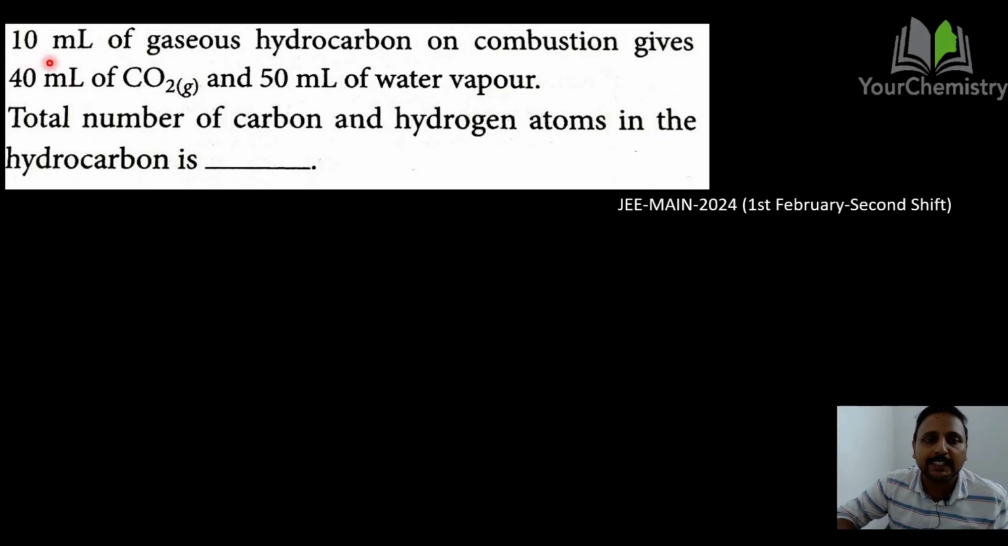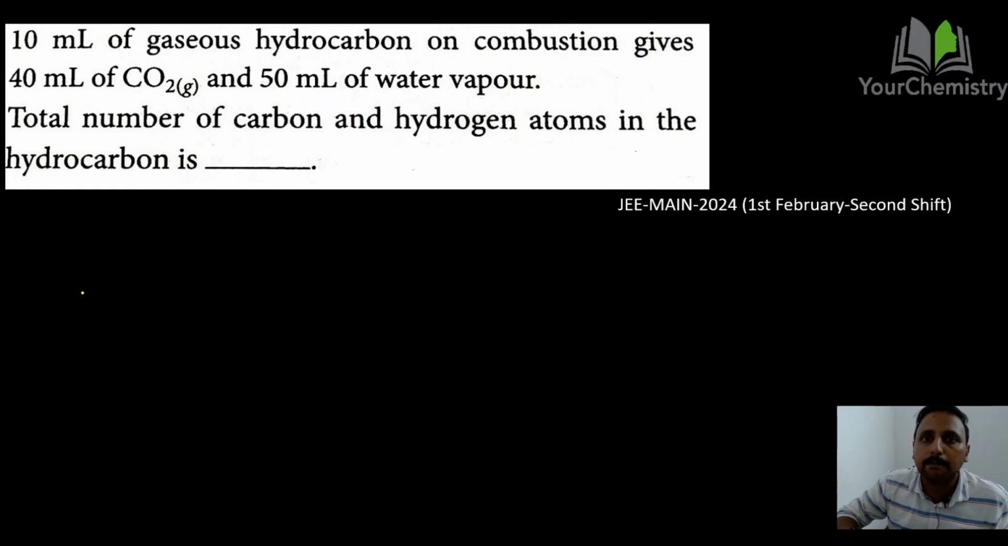The first question is: 10 ml of gaseous hydrocarbon on combustion gives 40 ml of CO2 and 50 ml of water vapor. The total number of carbon and hydrogen atoms in the hydrocarbon is dash. So this is the question given. So we need to make a balanced equation for the hydrocarbon.